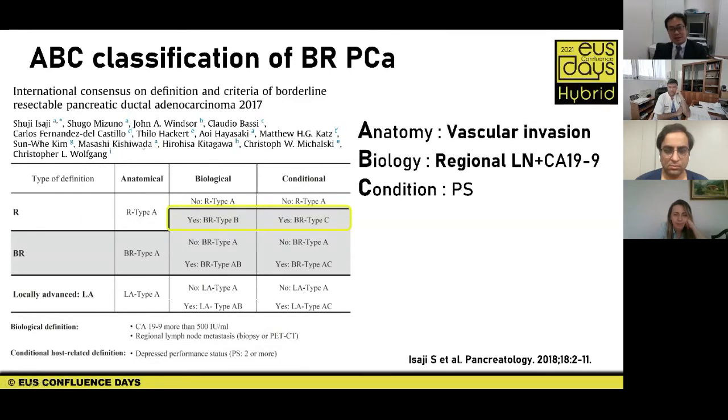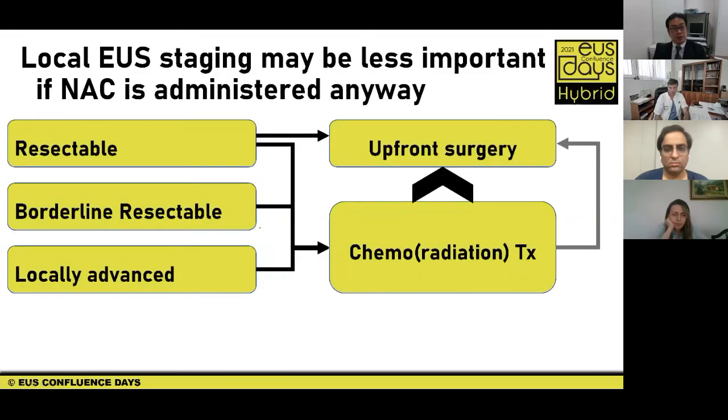So this is a classification of borderline pancreatic cancer. As I told you, there's an anatomical borderline resectable pancreatic cancer, but if the patient has a high CA19-9 level or poor performance status, we also give neoadjuvant chemotherapy to get a better prognosis. So this is our strategy. If the patient has a resectable pancreatic cancer, the patient may have upfront surgery, but we are tending to chemotherapy or chemoradiation therapy in resectable, borderline resectable or locally advanced pancreatic cancer.